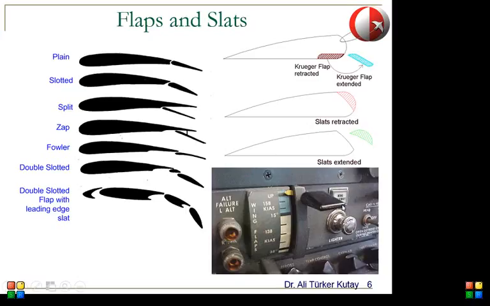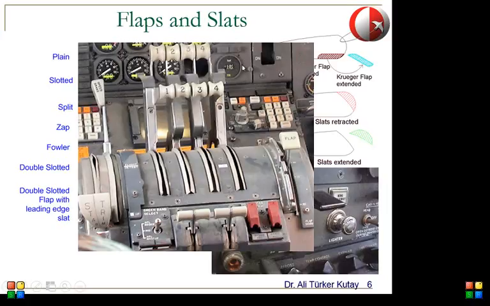So this is the cockpit of a small aircraft. This little thing is used to control the flap position. So the pilot uses this little lever to make the flaps extend or retract. And for a Boeing 747, this is the flap control lever. So the pilot uses this to change the flap positions. So let me show you some videos here.